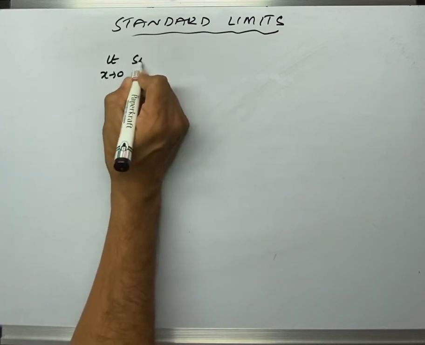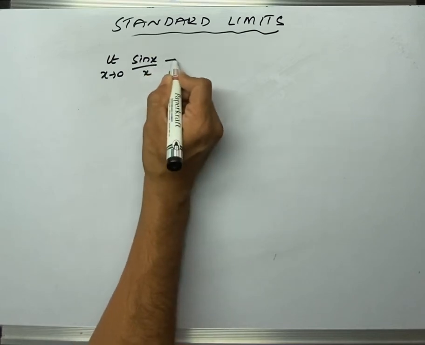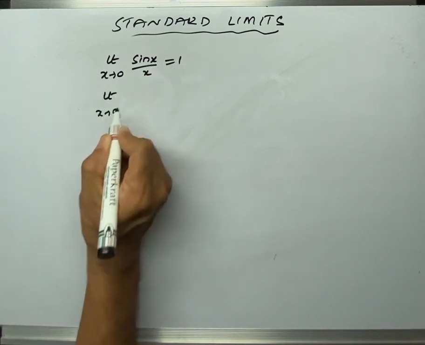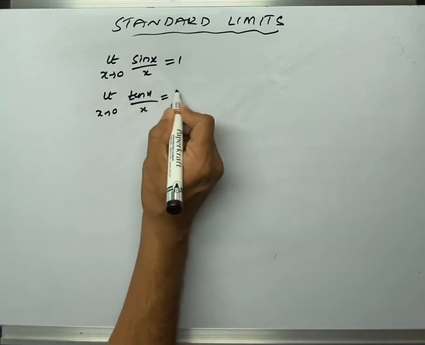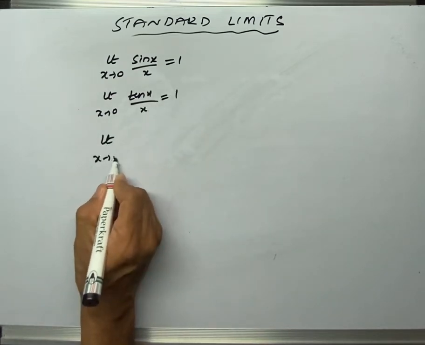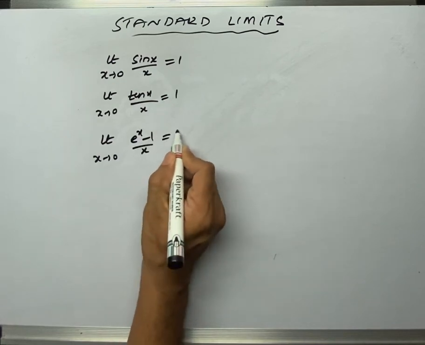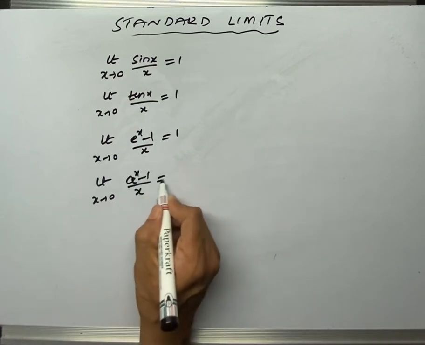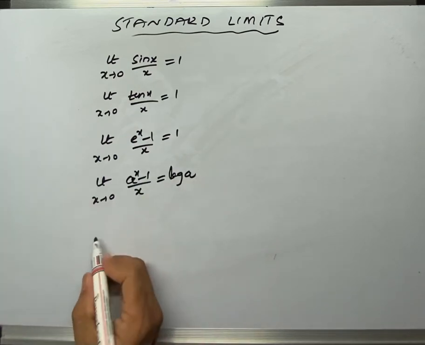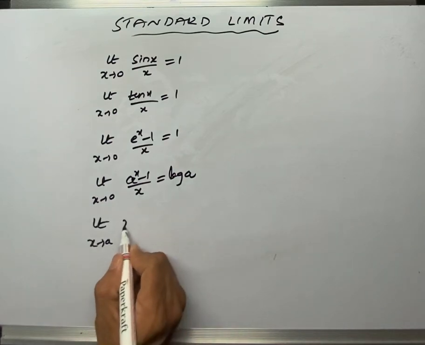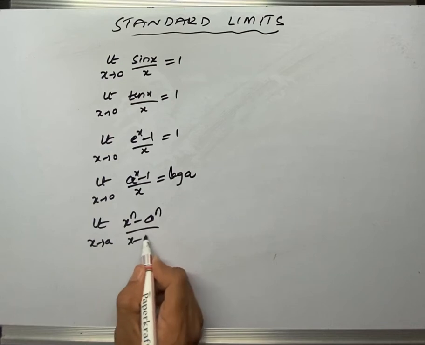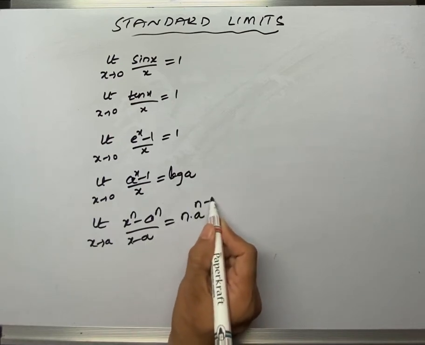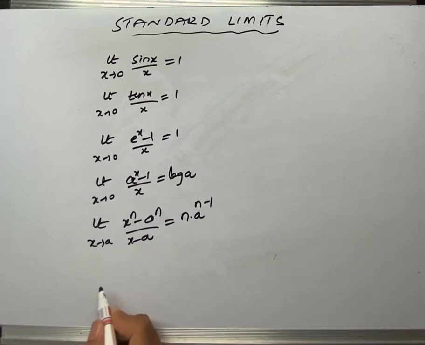Limit x tends to 0, sin x by x, if you get that, it is 1. Limit x tends to 0, tan x by x, that is also 1. Limit x tends to 0, e power x minus 1 by x is 1. Limit x tends to 0, a power x minus 1 by x is equal to log a. One more thing we have, limit x tends to a, x power n minus a power n by x minus a is equal to n into a power n minus 1. And we have two more formulas, but anyhow these are more than enough.